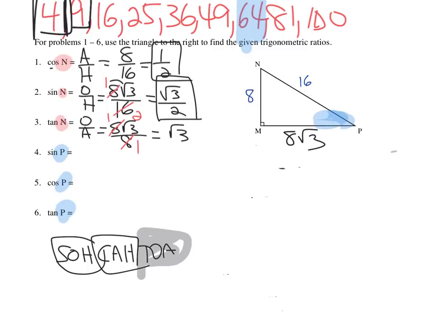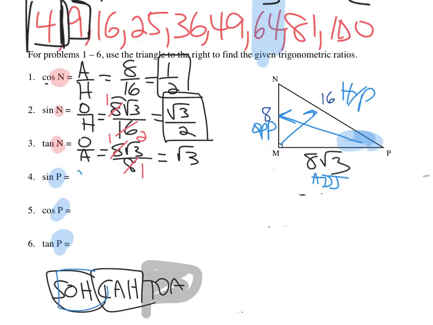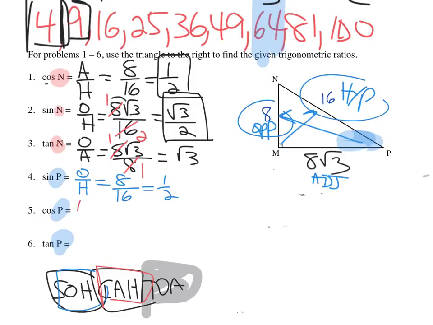So since the angle is angle P, the hypotenuse never changes. That's still going to be 16. But now my opposite to angle P is going to be 8, and my adjacent is going to be 8 radical 3. So to find the sine of angle P, that's opposite over hypotenuse. Here opposite is 8, hypotenuse is 16, so 8 over 16 is a half. The cosine of angle P, that's adjacent over hypotenuse, that's going to be 8 radical 3 over 16.